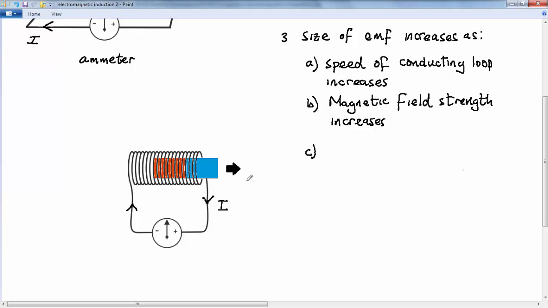And third important point is the number of loops in the solenoid. So by increasing the number of loops in the solenoid, we increase the EMF generated and the size of the current. So if I have a tightly wound solenoid with lots of loops, then I'll produce a larger EMF, larger current, whereas a loosely wound solenoid with fewer loops will produce a lower current. So the size of the EMF increases as the number of turns in the solenoid increases.